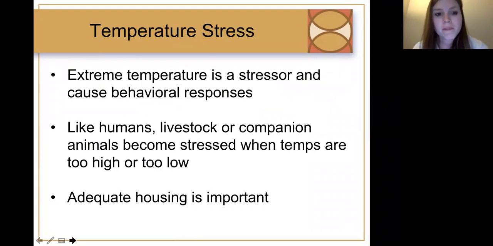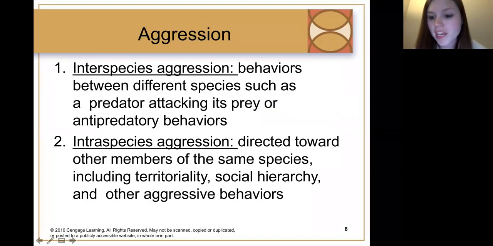So we talked about temperature stress, that can be a stressor for animals if the temperature is too high or too low. And then we talked about the 2 types of aggression. These words are fairly similar to each other, so it's very easy to get confused. So pay attention to this slide, and I would like you to know the difference between the 2 types of aggression. So interspecies is behavior between different species. So like when a predator attacks its prey, or anti-predatory behavior. So if animals are going after a predator to protect themselves, that's also interspecies. So 2 different species. So intraspecies with the A is directed towards other members of the same species.